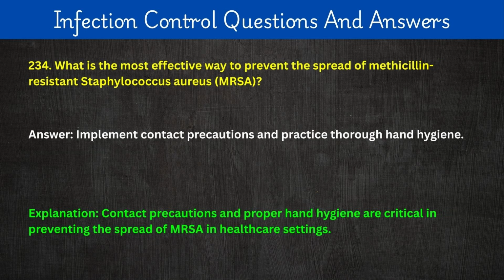234. What is the most effective way to prevent the spread of methicillin-resistant Staphylococcus aureus, MRSA? Answer. Implement contact precautions and practice thorough hand hygiene. Explanation. Contact precautions and proper hand hygiene are critical in preventing the spread of MRSA in healthcare settings.